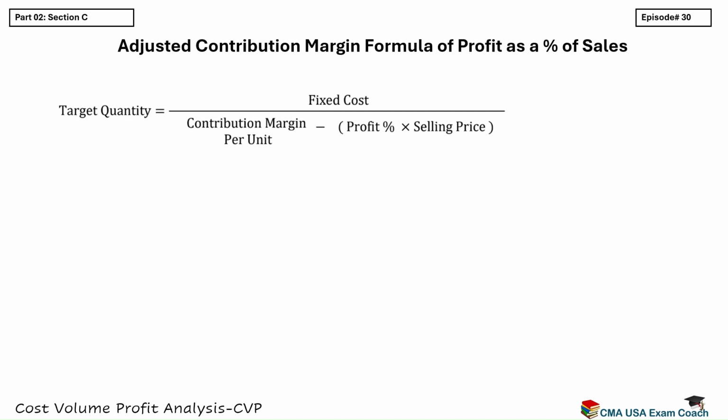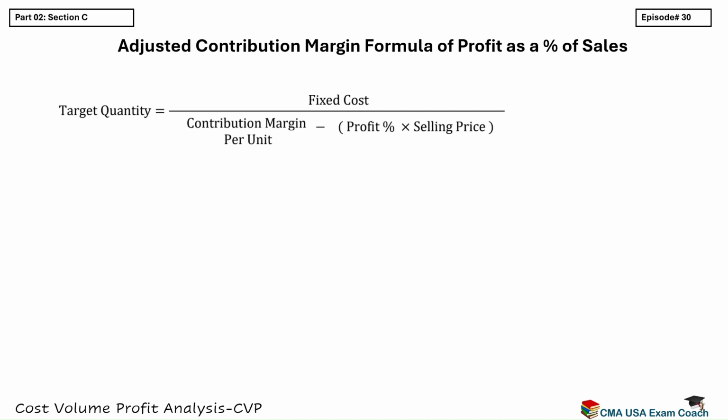selling price. So what exactly is happening here? We take our fixed cost, which is the total amount that must be covered no matter what. But now, instead of subtracting just the contribution margin per unit like in regular CVP questions, we adjust that margin by subtracting the portion of selling price that will go toward the desired profit. For example, if the profit is 20% of sales and our selling price is $10, then 20% of $10 is $2. So we subtract that $2 from the regular contribution margin per unit to get our adjusted contribution margin.